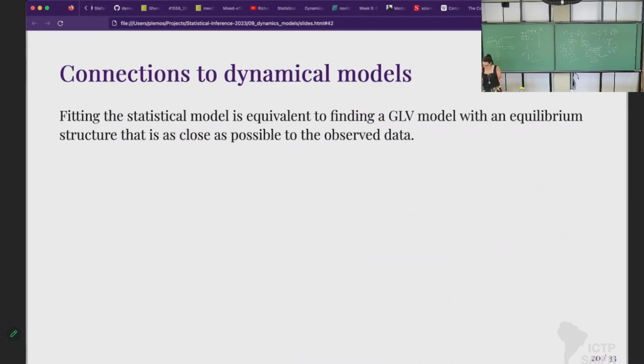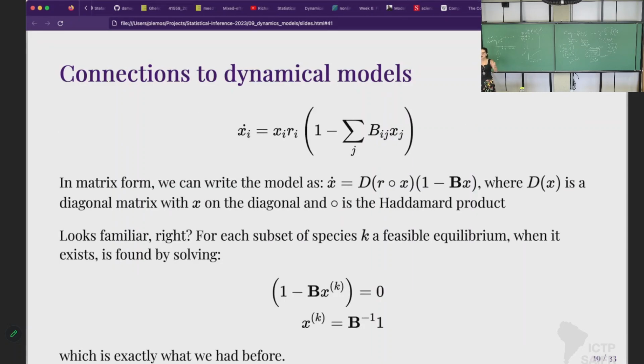But what this actually means for this equivalence is that fitting this statistical model is equivalent to finding the equilibrium structure of a Lotka-Volterra. Because in a Lotka-Volterra, what you're doing is seeing how abundances of species change over time. And when you assume they reach an equilibrium, you can find the equilibrium of the system. If you do this kind of simplification, you find the equilibrium of the system by doing this, which is basically what we did to find our best fitting matrix. But in this case, you want the equilibrium of a Lotka-Volterra system to be as close as possible to your observed densities.